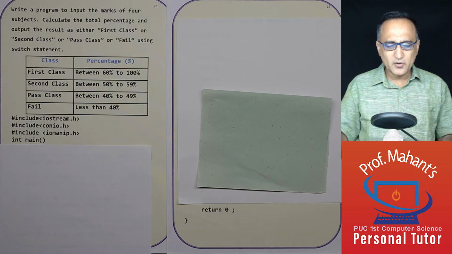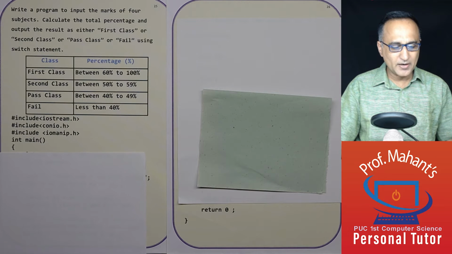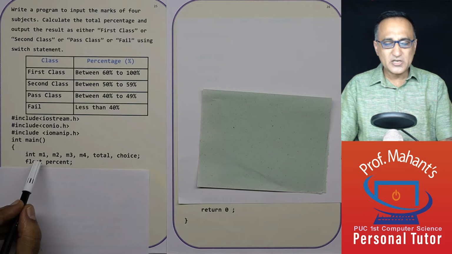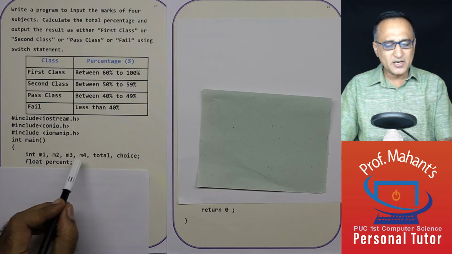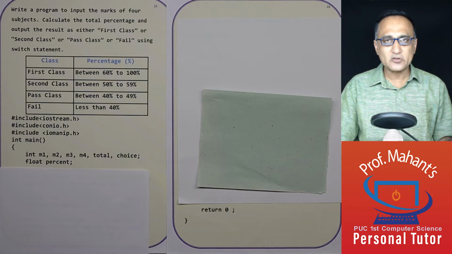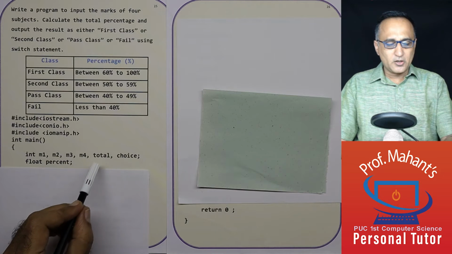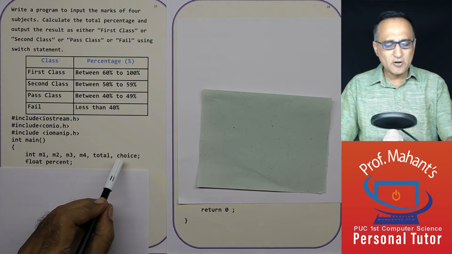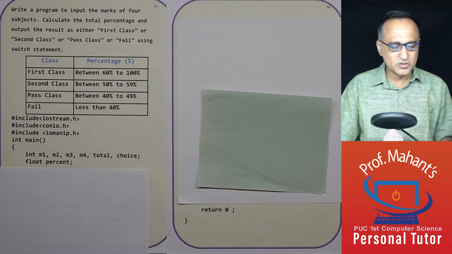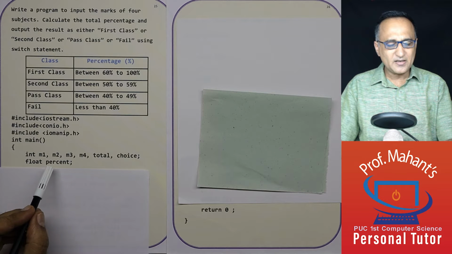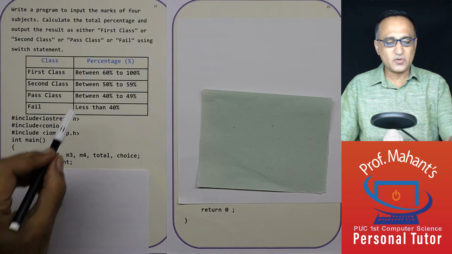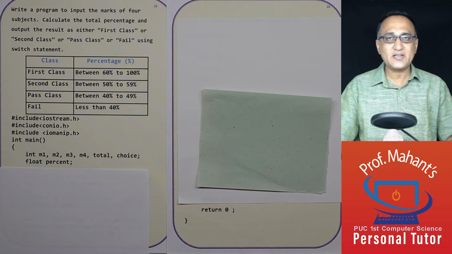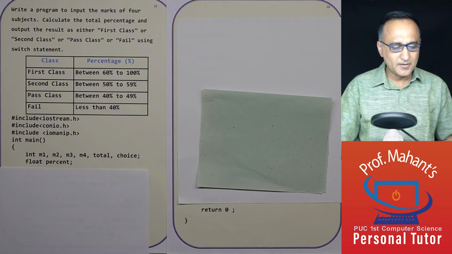So what are the different memory locations or variables I'll require? Let us take a look at it first. I require four variables which I am giving the names M1, M2, M3 and M4. These will hold the marks of the four subjects. Total is going to hold the marks of M1 plus M2 plus M3 plus M4. For now, forget about choice. You will understand where we use it. Percent is used to calculate, based on the total and the marks, what the percentage is, whether it is 60, 80, 50 and so on. This is floating point because percentage can and shall be a real number.